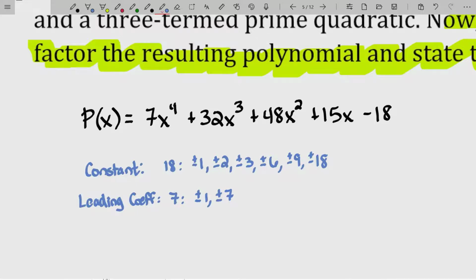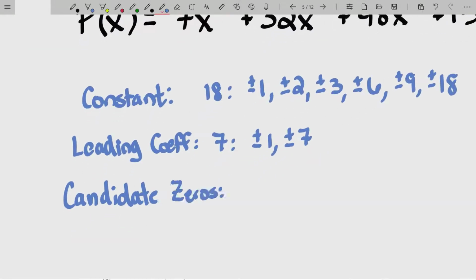And remember, my advice when using the rational roots theorem is to stick to the easy ones first. So let me write down the candidates. These are the candidate zeros. Maybe I should even write that in.